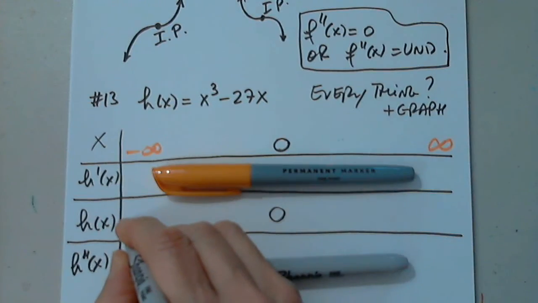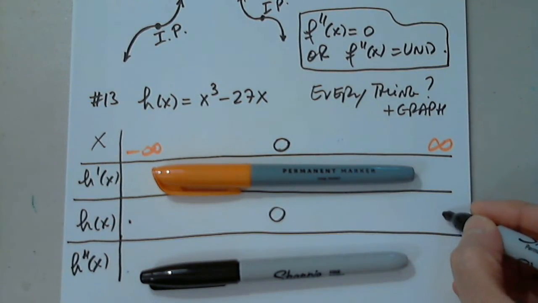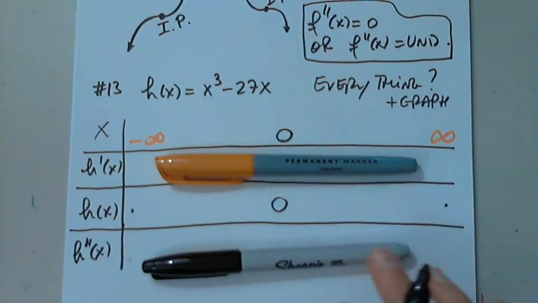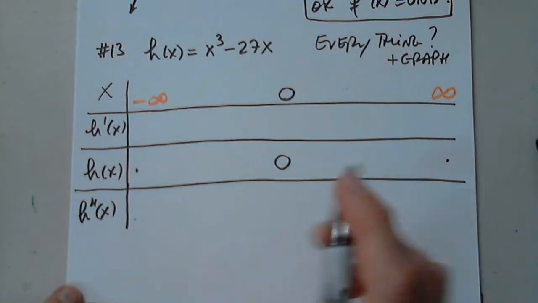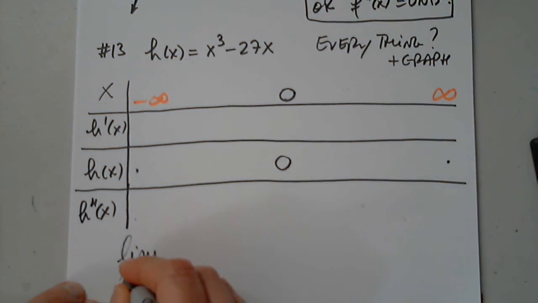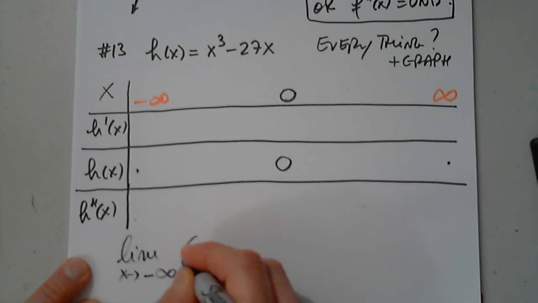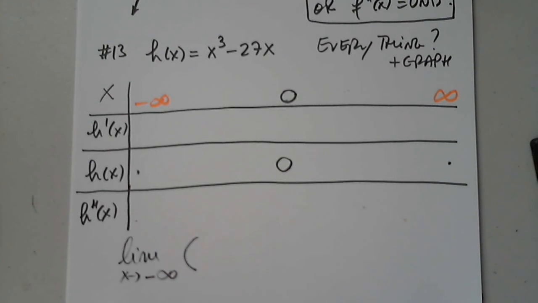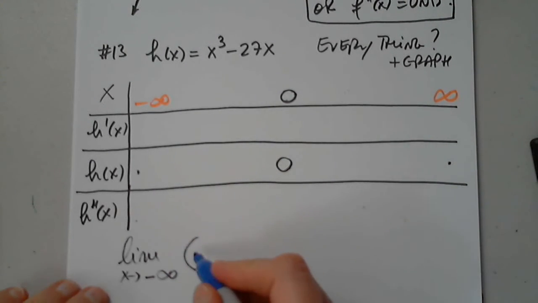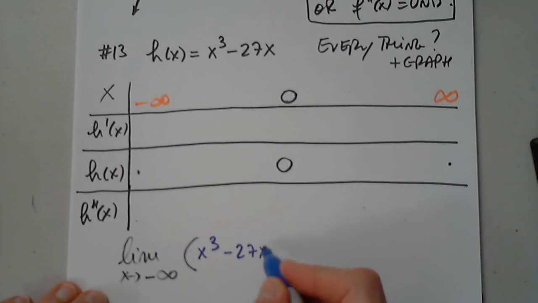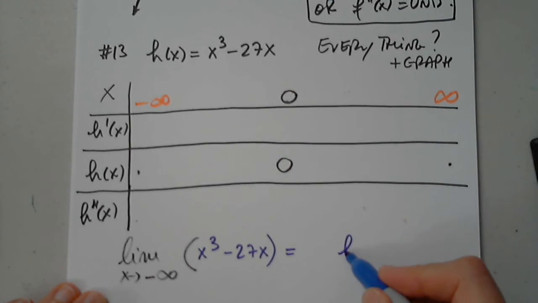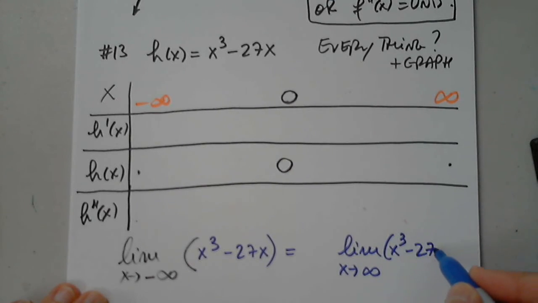But also I need to find these limits. And I know how to find the limit. So limit as x approaches negative infinity of x to the third minus 27x. And then I have to find the limit as x approaches infinity of x to the third minus 27x.